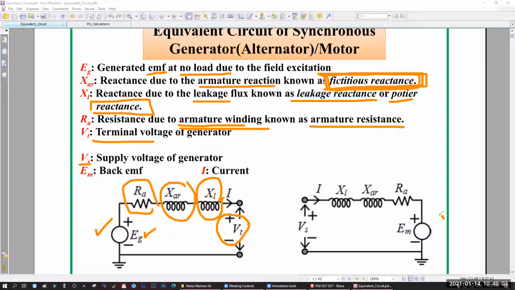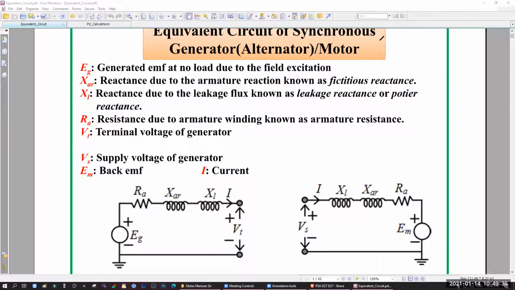That means this is a motor, because this is at that side. So you are giving some current here, and VS is the supply from the generator, and it is going to the motor. EM is the back EMF. A motor always has a back EMF, right? EM is the back EMF. Actually, this is the voltage of the motor. Finally, in simple words, this is the voltage of the motor. Understood?